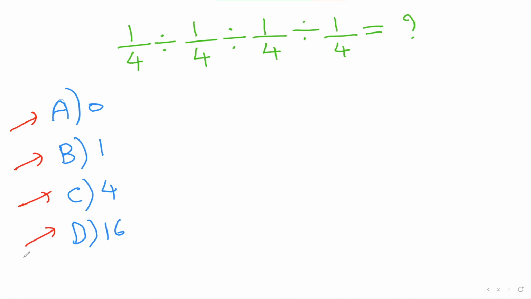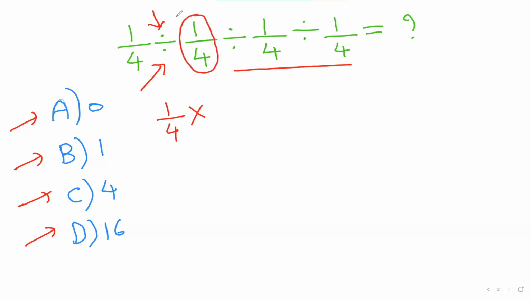In the starting, the very first operation I want to do is with this divided by sign. I'm going to change this divided by sign into times. I am not going to touch this part at all. So let's say 1/4. Now I'm changing this divided by sign into times. When I'm changing division into times, my next fraction I'm going to flip. So 1/4 will become 4/1.